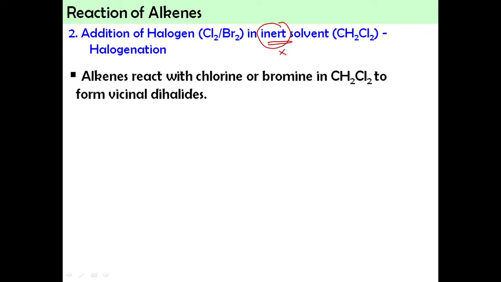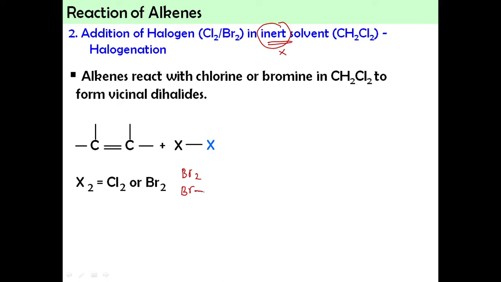Jadi, equationnya adalah alkene tambah dengan halogen. Jadi, untuk halogen boleh jadi chlorine or bromine. So, let's say kalau kita guna bromine, so boleh je tulis plus Br2 boleh ataupun Br bond Br. Jadi, mana-mana boleh je cara tulis dia. Okay, remember, this has solvent.